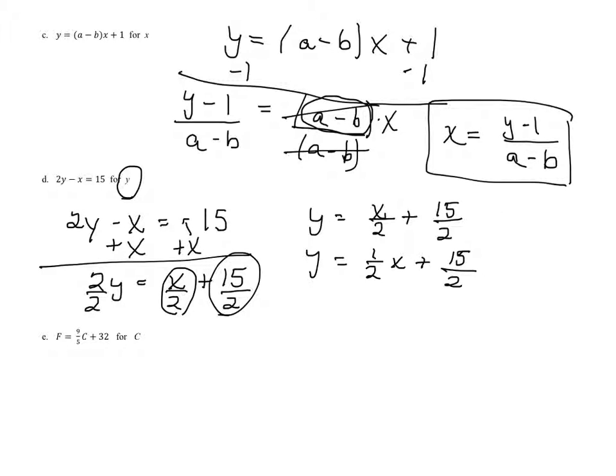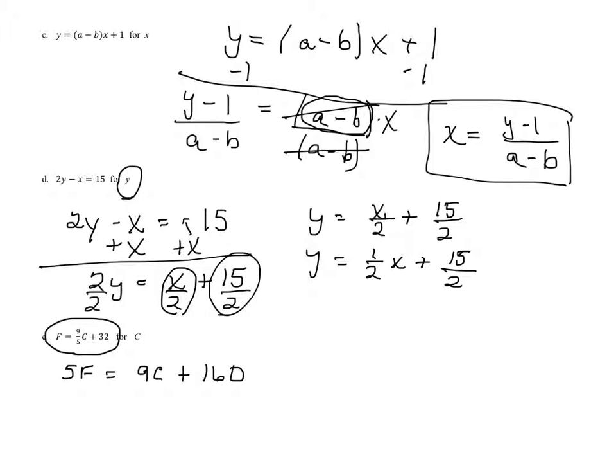Okay. The next one is, we dealt with this in one of the previous slides, but we added numbers in and then we solved for c. But now we're just going to leave c and f right in there. I'm going to clear the fraction by multiplying everything through by 5. So we get 5f is equal to 9c plus 32 times 5 is 160.